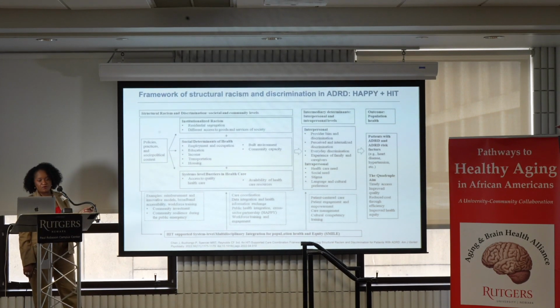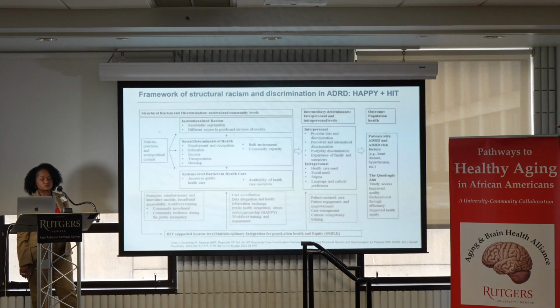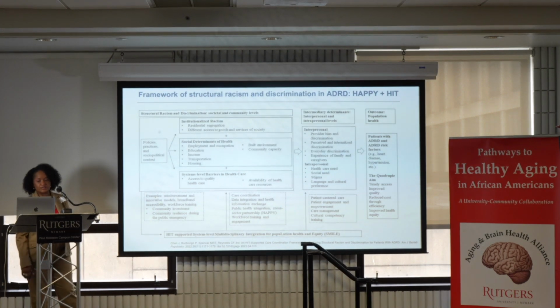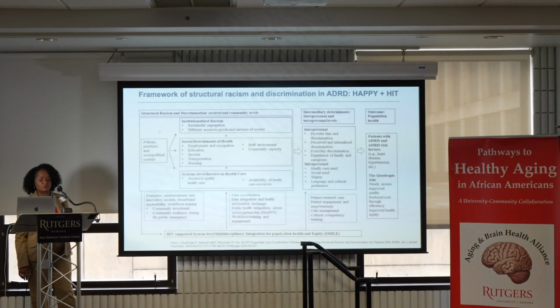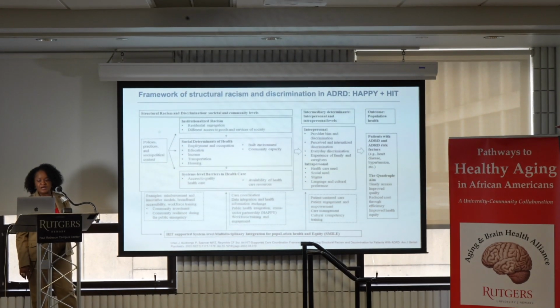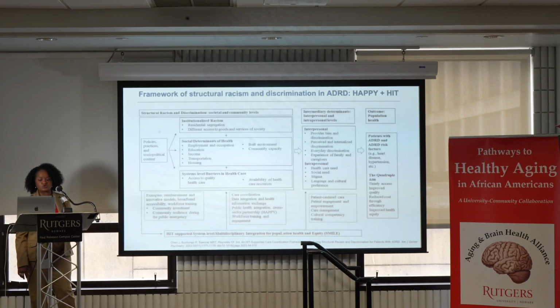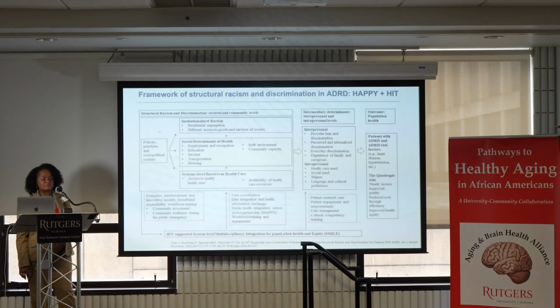I know that this is small, but I really like this paper. There was a framework that looked at structural racism and discrimination in ADRD, and they compared what they called hospital and public health interdisciplinary research, which is HAPI, and HIT, which is health information technology. The authors defined structural racism and discrimination as macro level conditions that impact opportunities as well as resources, which are based on levels of privilege.